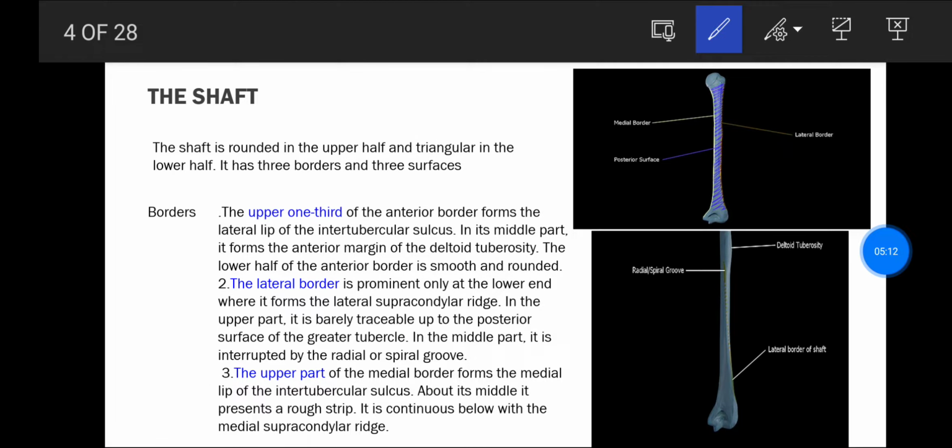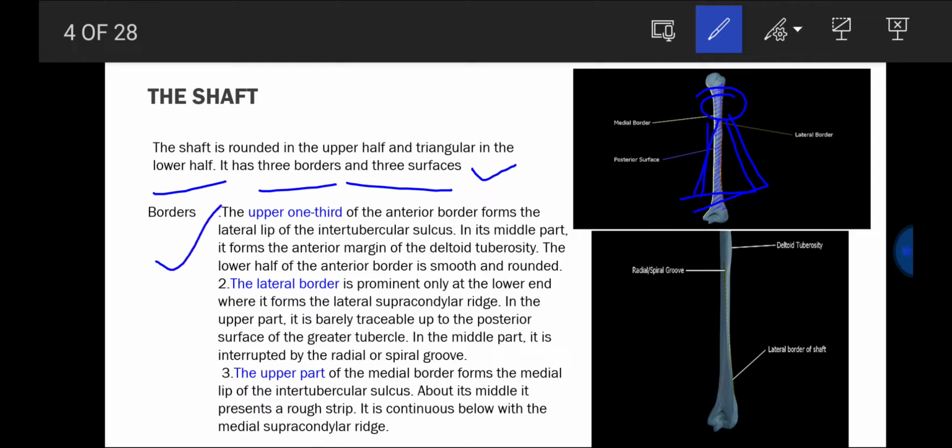Now we study the shaft. The shaft is rounded in the upper half and triangular in the lower half, subtriangular. It has three borders and three surfaces. Regarding the borders, the upper one third of the anterior border forms the lateral lip of the intertubercular sulcus. In its middle part it forms the anterior margin of the deltoid tuberosity.